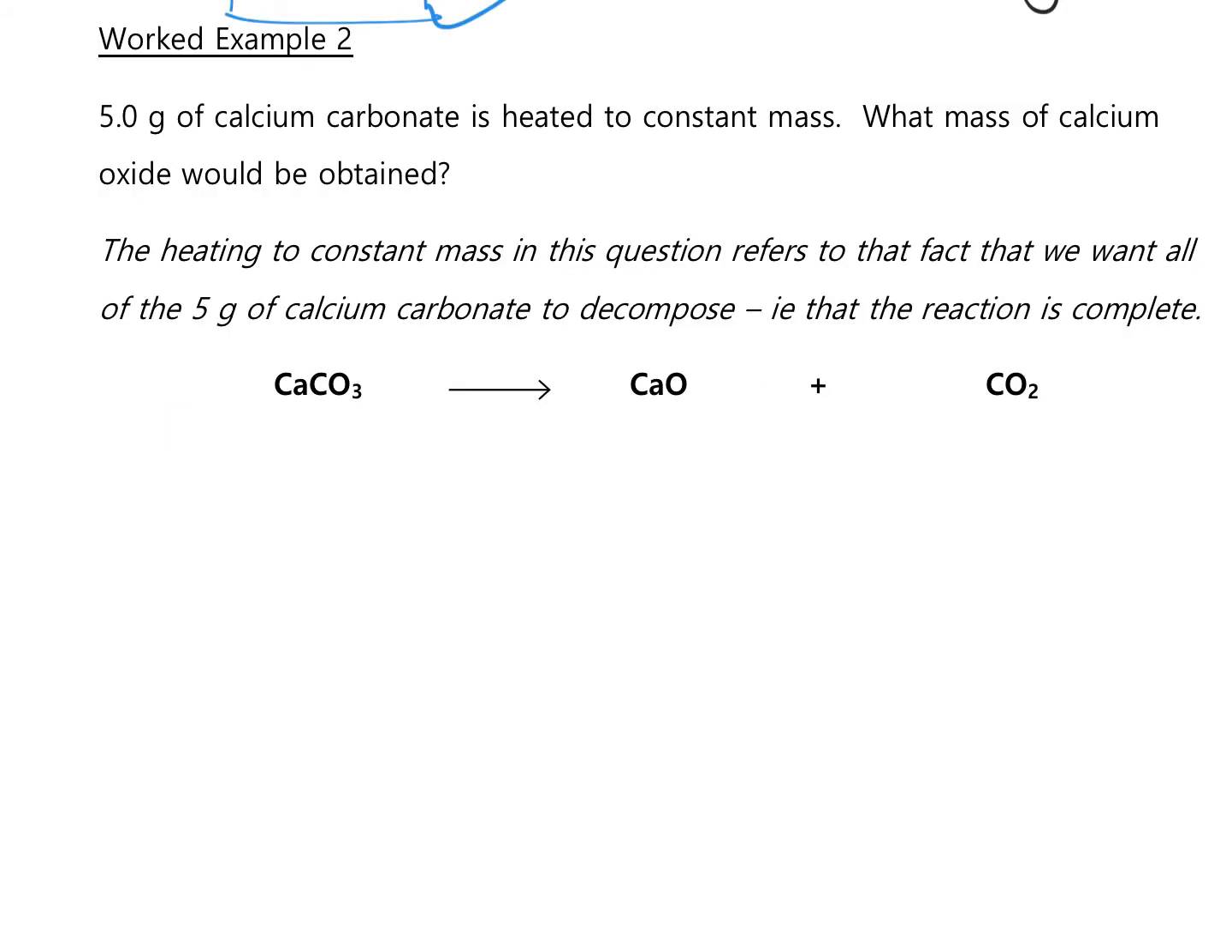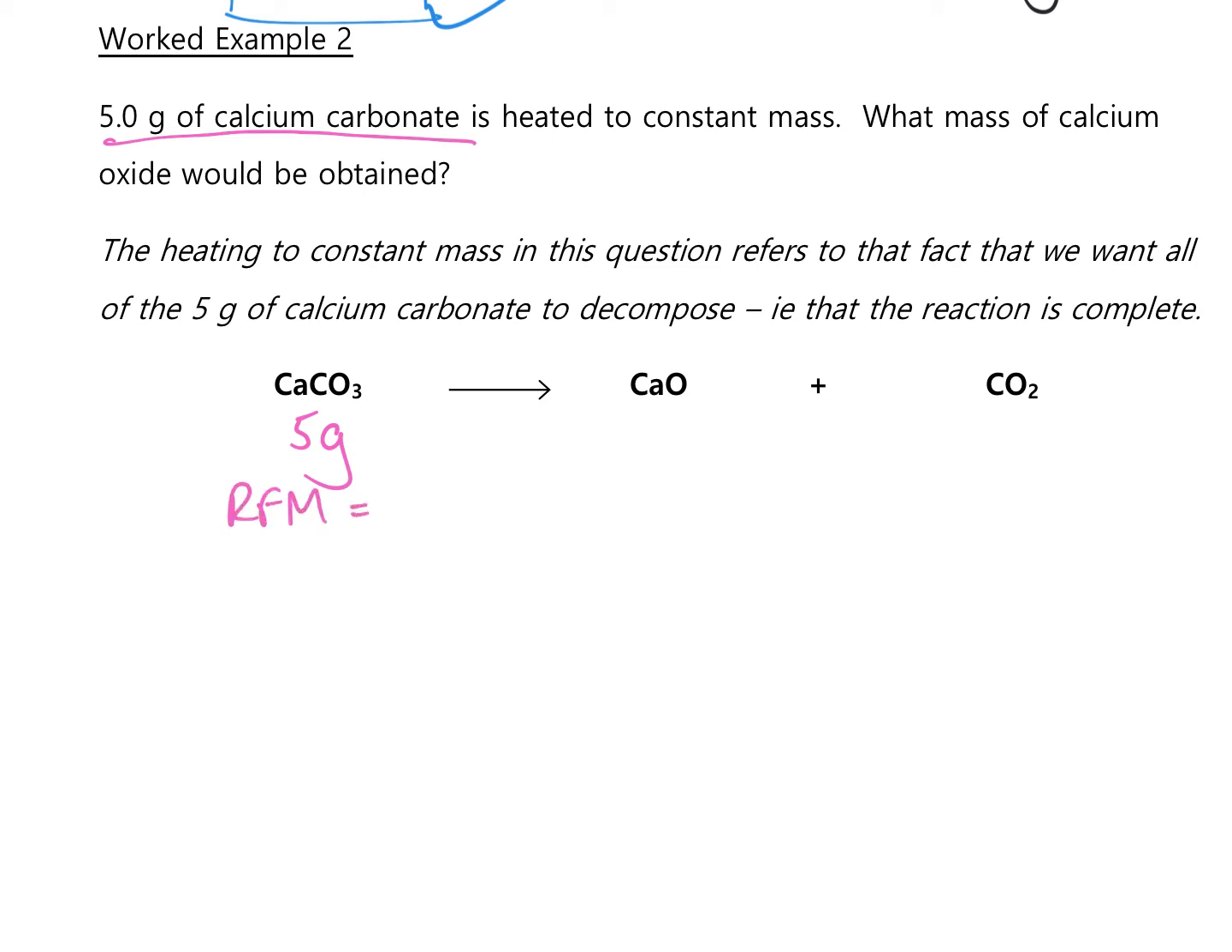So just to go through worked example 2 then, again, go through your questions, see what you're being asked to do and what information you've been given, and I would encourage you to write that underneath the equation. So here you've been told 5 grams of calcium carbonate, so I would write that underneath my calcium carbonate, and then I'll need to work out the RFM of that.